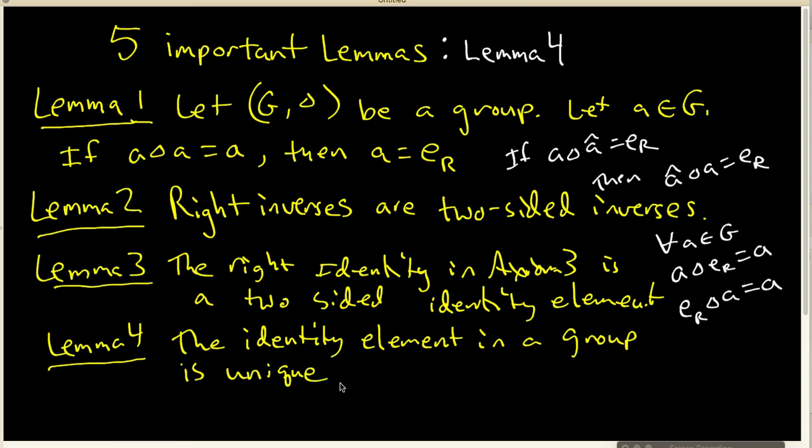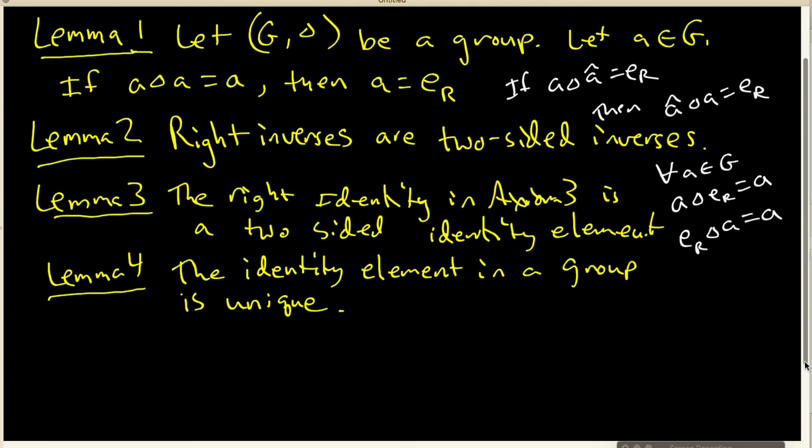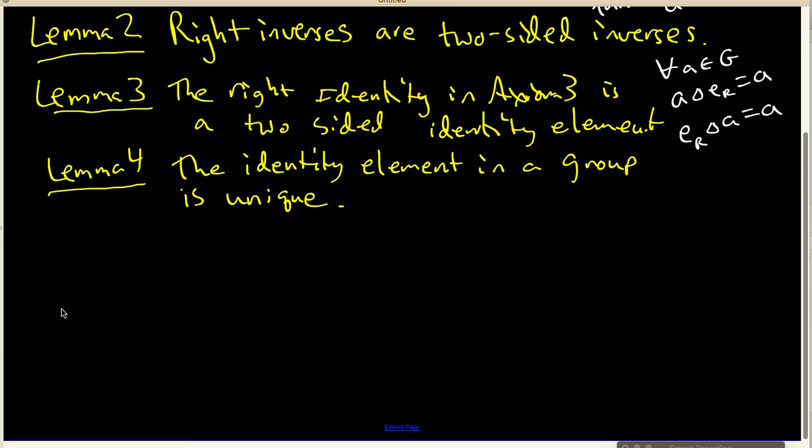Now, before proving this, again, I want to think about what this actually says in terms of symbols and how to think about going about proving it. So let's think about what this says. We already know that ER is an identity element, and it in fact is a two-sided identity element.